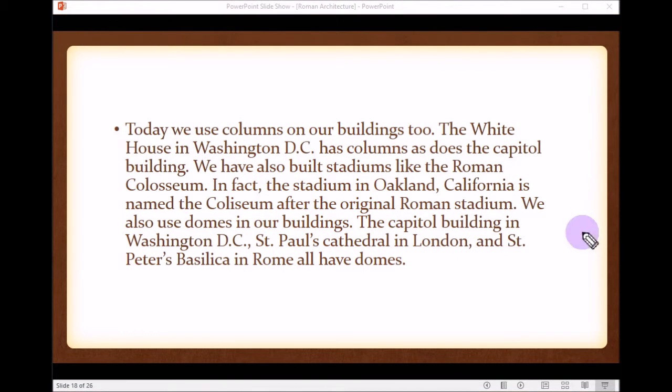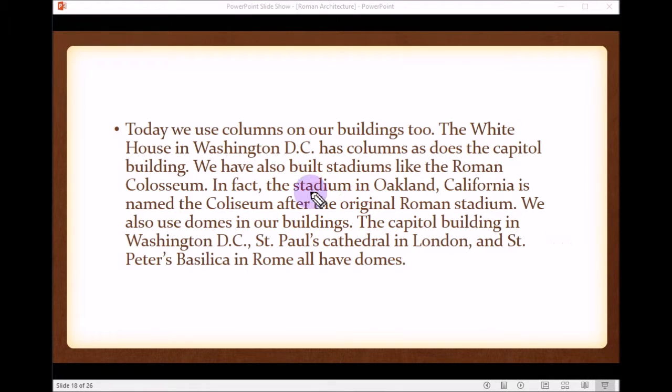Today, we use columns on our buildings too. The White House in Washington, D.C. has columns, as does the Capitol building. We have also built stadiums like the Roman Colosseum. In fact, the stadium in Oakland, California, is named the Colosseum after the original Roman stadium. We also use domes in our buildings. The Capitol building in Washington, D.C., St. Paul Cathedral in London, and St. Peter's Basilica in Rome all have domes.